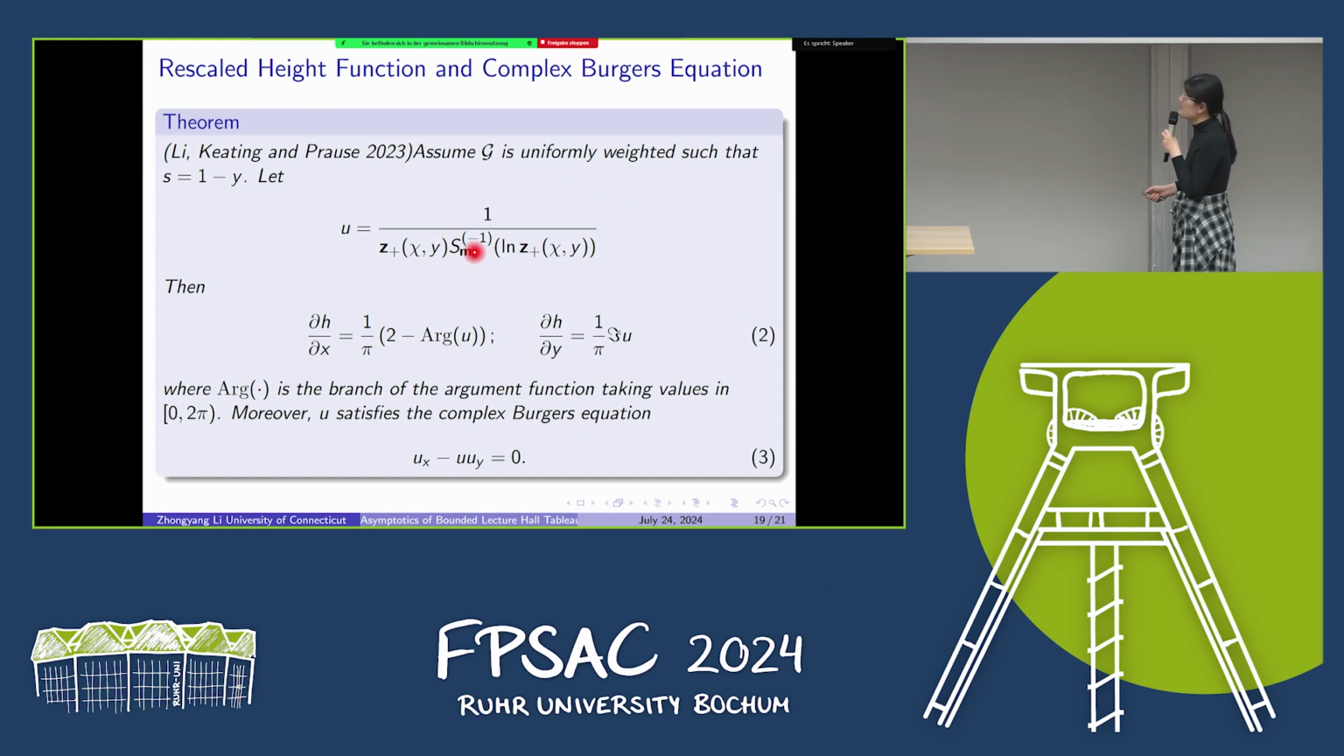And then S_M0 is the moment generating function of the partition given at the bottom boundary. If we define U by this, then U satisfies the complex Burgers equation, U_x minus U U_y is equal to 0. The argument and the imaginary part of U are related to the slope of the limit height function in an explicit way.